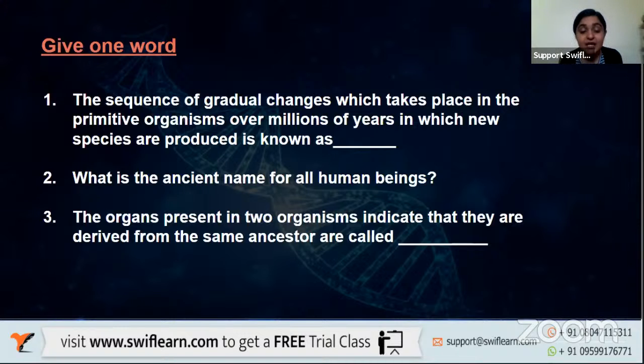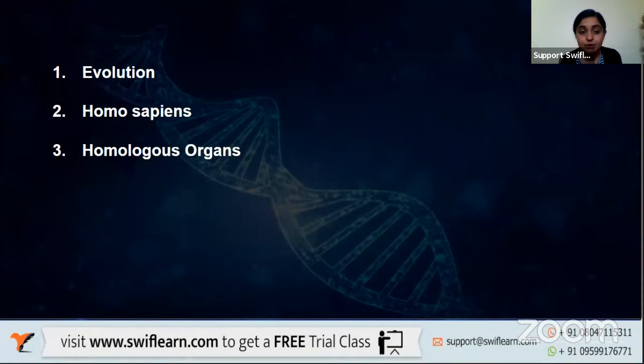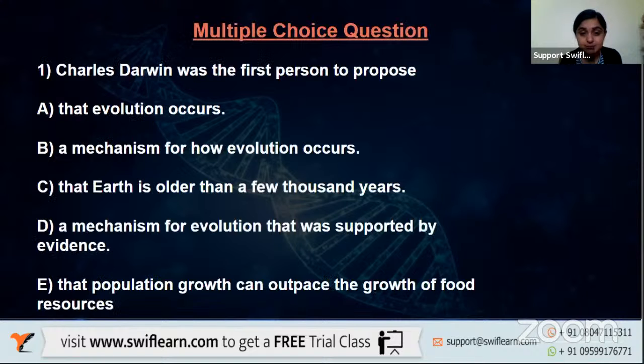The organs present in two organisms that indicate they are derived from the same ancestor are called homologous organs. So here we go with the answers as well. The first answer was evolution. Second, earlier human beings were known as Homo sapiens. And the third one is homologous organs.